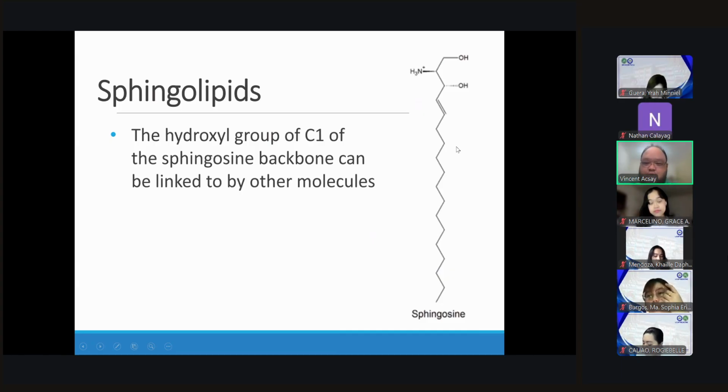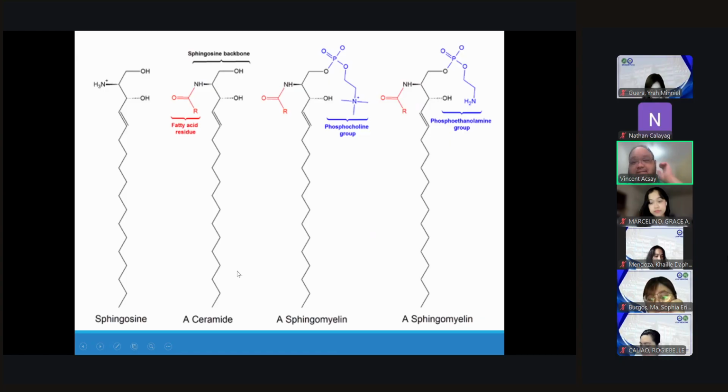Much like the phosphate group of phosphoglycerides, you can have groups that connect to the hydroxyl group of C1. So this can have other hats as well, like phosphocholine, which when connecting to your ceramide now forms sphingomyelin. Apart from phosphocholine, it can also be phosphoethanolamine. So sphingomyelins are, in a sense, ceramides with phosphate group hats.